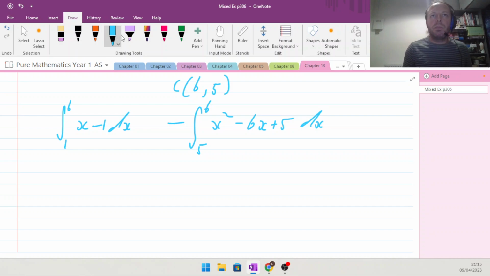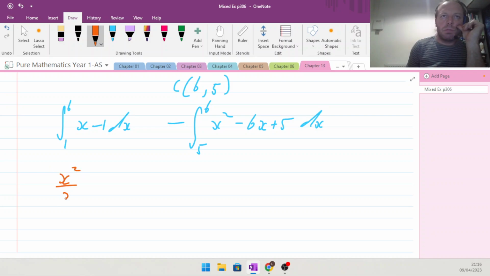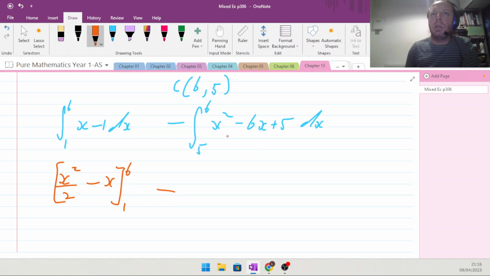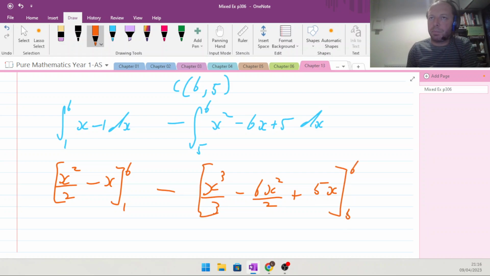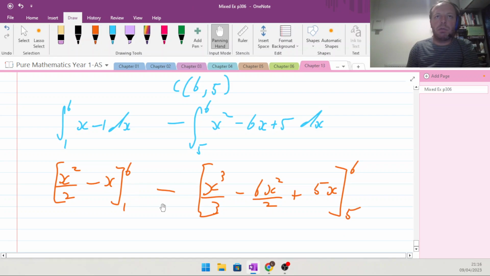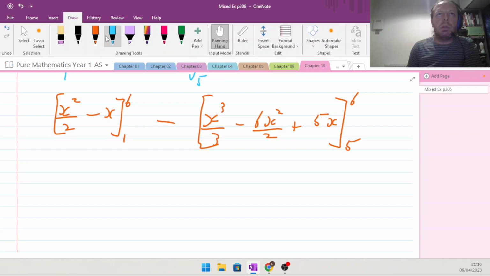So doing these two integrals, taking one away from the other. Raise the power: x squared over 2 minus x, and that will need to go between 6 and 1. Take away x cubed divided by 3 minus 6x squared divided by 2 plus 5x divided by 1. You notice none of these have plus c's because they're definite integrals. Quickly putting these all in then.